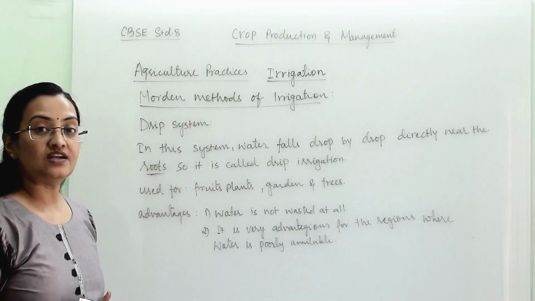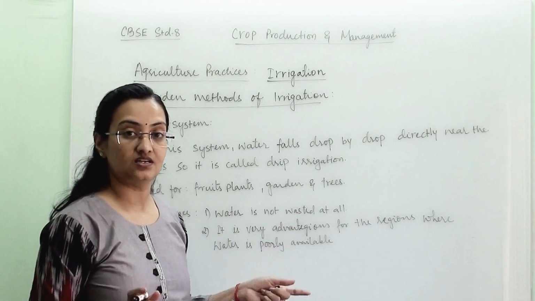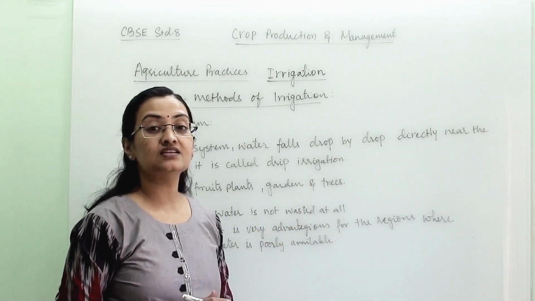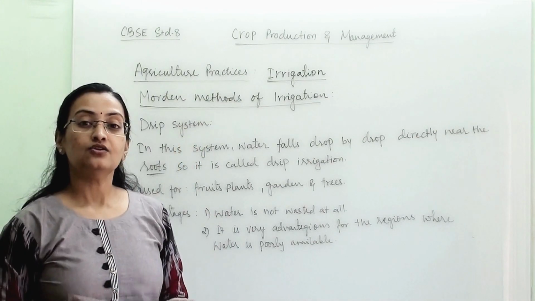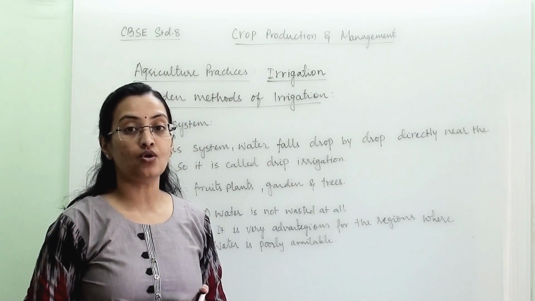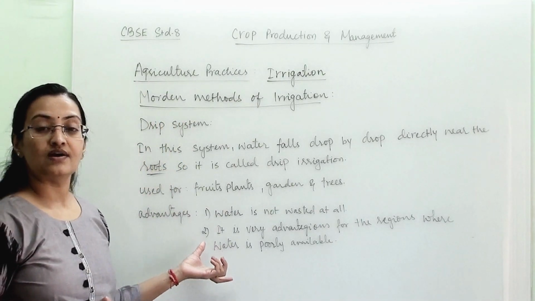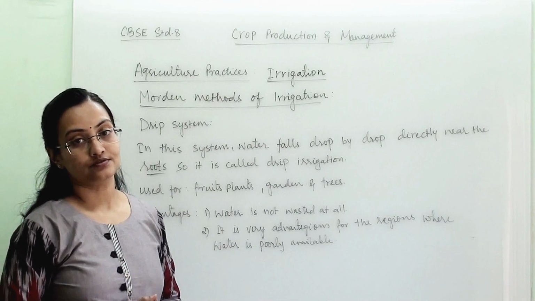Now what are the advantages of this drip irrigation system? The water is not at all wasted. So it is a boon and a very advantageous method of watering a plant where water is very poorly available or water scarcity is there. So this is one of the most advantageous methods of irrigation.